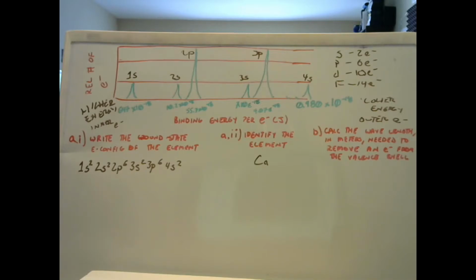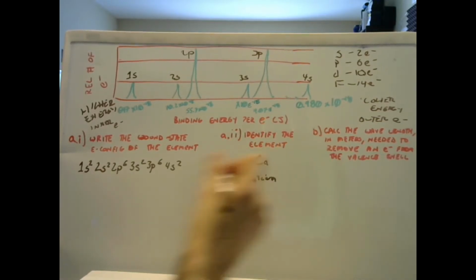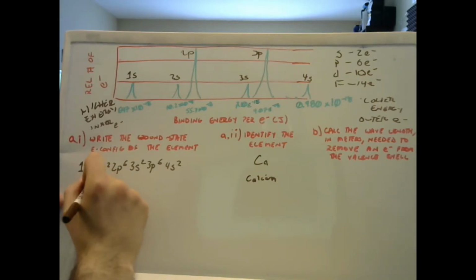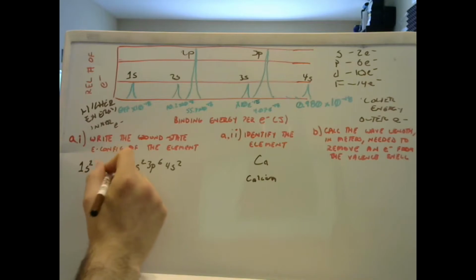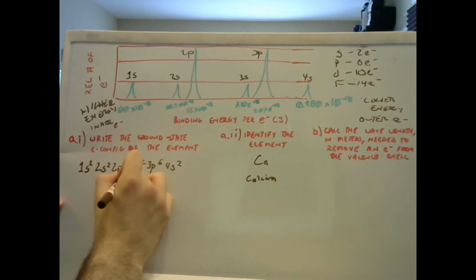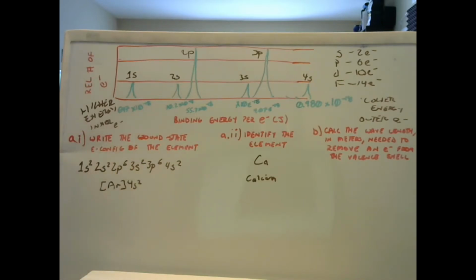Now, all they expect on the test is the symbol, not the name. But we know better. We can actually write the name because we are awesome. We memorized that that is calcium. Over here, we can also write the abbreviated structure, which in this particular case would be Ar 4s2. Either way works. Either of these answers are awesome.